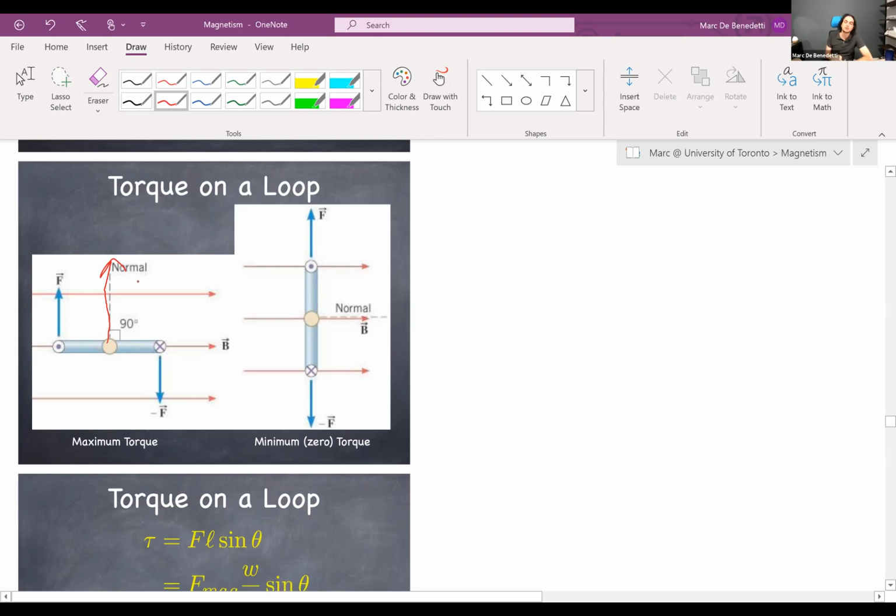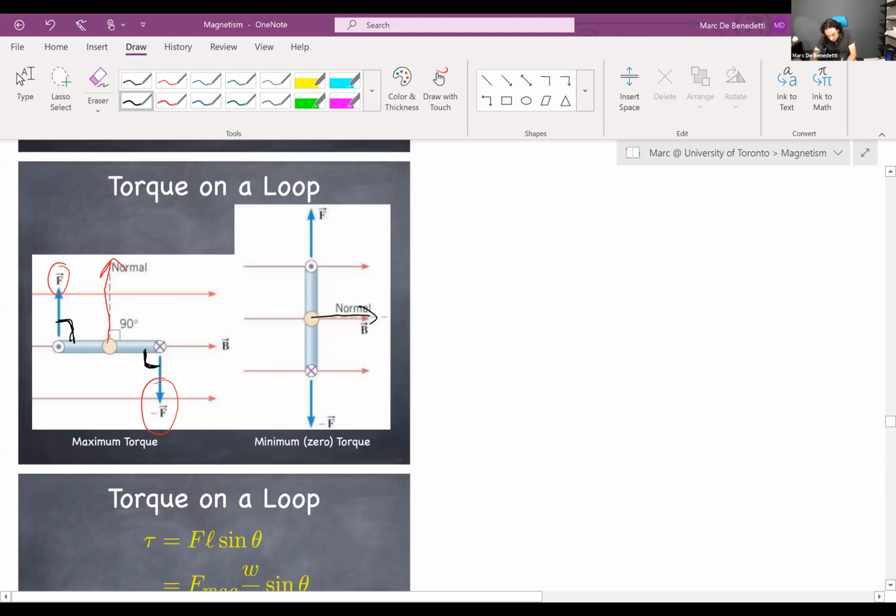When this is true, let's look at the torque. The force is up on the left, the force is down on the right, and the angle at which they are acting is 90 degrees. This maximizes the torque, right? IAB sine theta. When theta is 90, sine theta is 1. So that maximizes the torque.